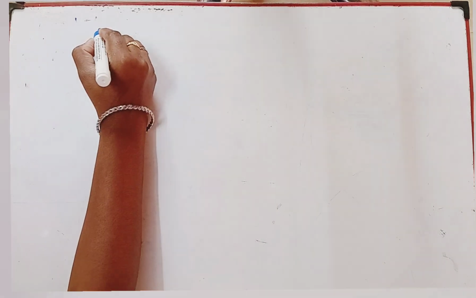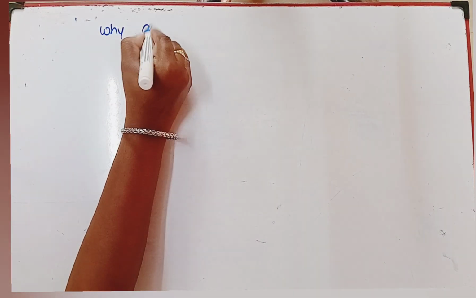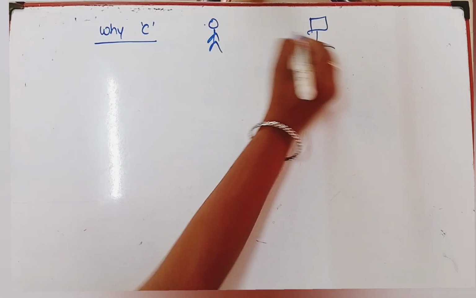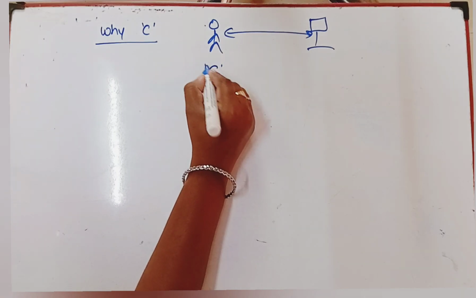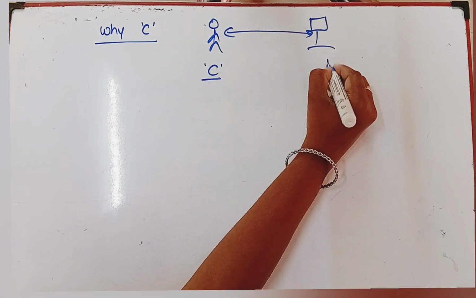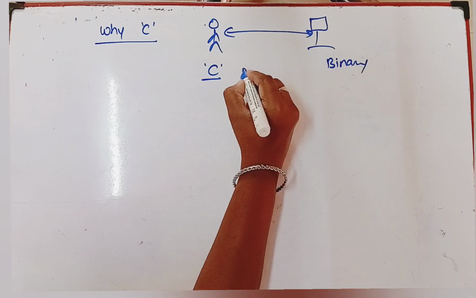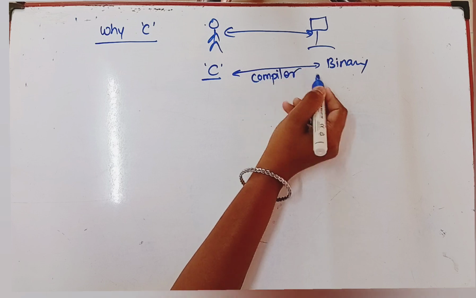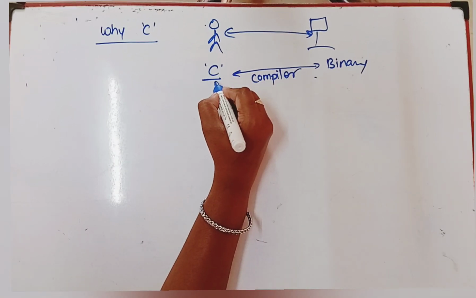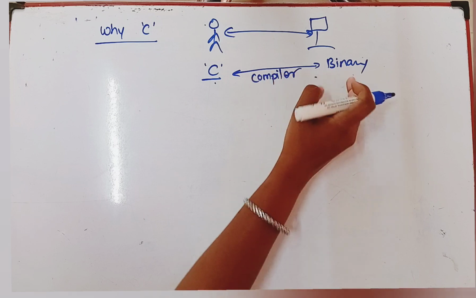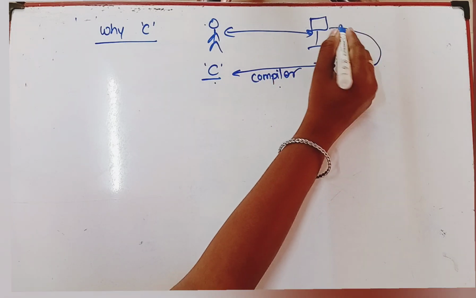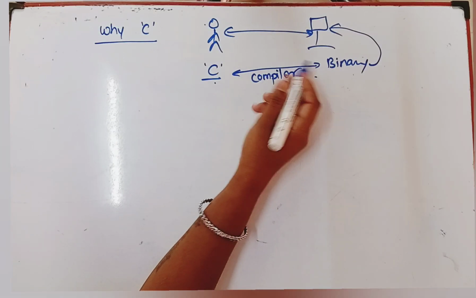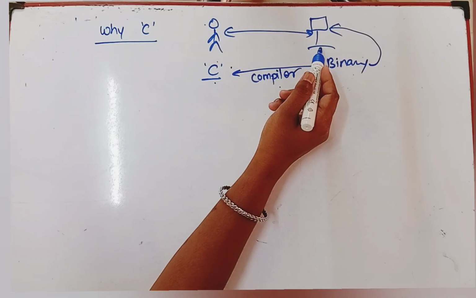Now you understood why we are learning C. Why C? Because if the user wants to communicate with the computer, we are using C language. C we are learning, and the computer can understand binary. This conversion can be done by using a compiler. So now it is possible to communicate with the computer. We learn C, and then this C can be converted into binary by using this compiler, and binary can be understood by the computer. Therefore now it is possible to have communication between user and computer.